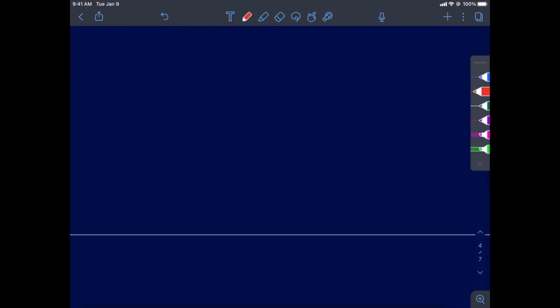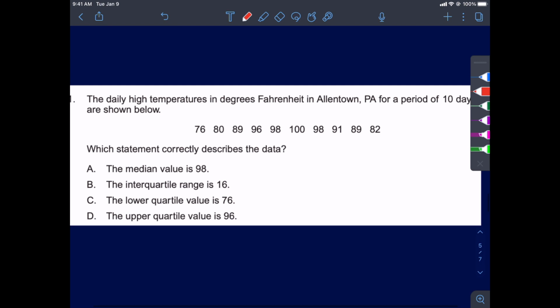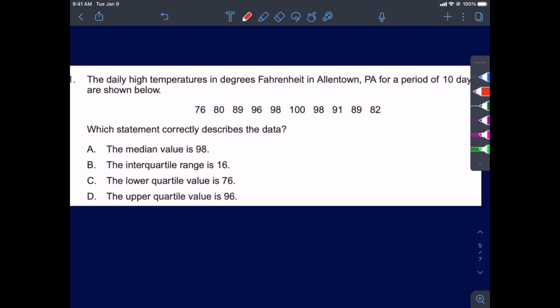Number 2. The daily high temperature in degrees Fahrenheit in Allentown, PA for 10-day periods are shown right there. And then we've got which statement is correct. All right, so we're talking about median, interquartile range, lower quartile, upper quartile. So we really got to put these numbers in order.